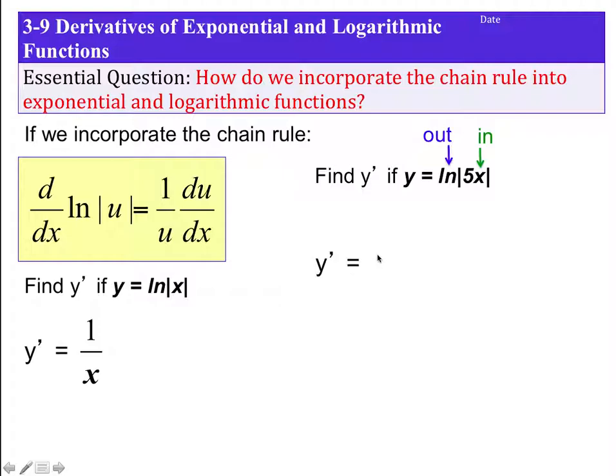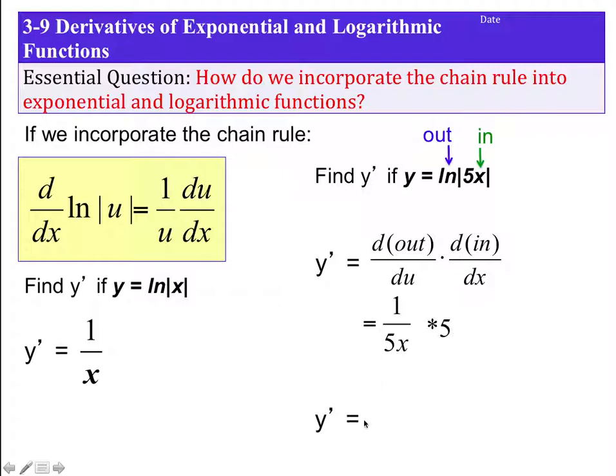So the derivative then is 1 over whatever's in the brackets. So it's 1 over, it's the derivative of the outside times the derivative of the inside. So it's going to be 1 over 5x times the derivative of the inside, which is 5. And if we simplify that, we find that it's 5 over 5x, which equals 1 over x again.